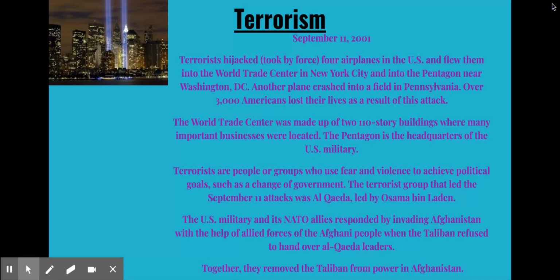The U.S. military and its NATO allies responded by invading Afghanistan with the help of allied forces of the Afghani people when the Taliban refused to hand over Al-Qaeda leaders. Together, they removed the Taliban from power in Afghanistan.